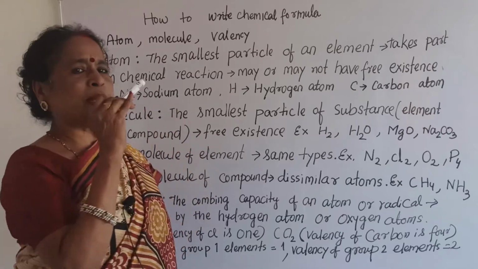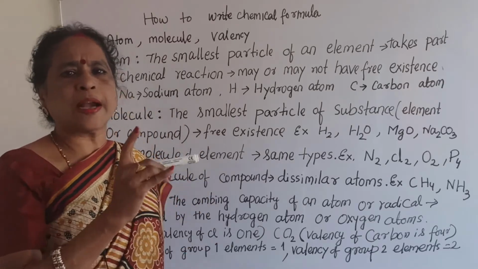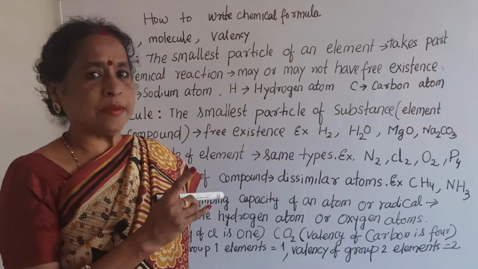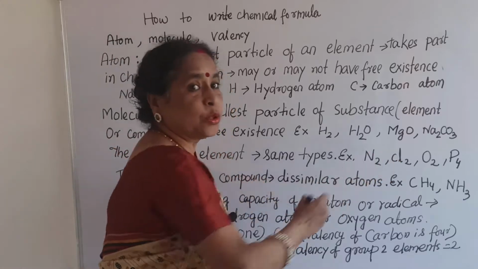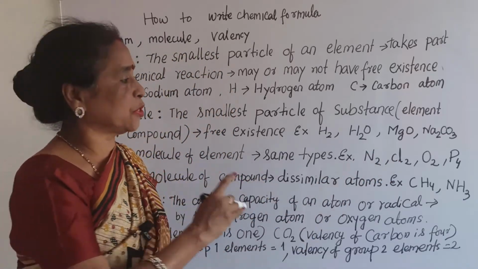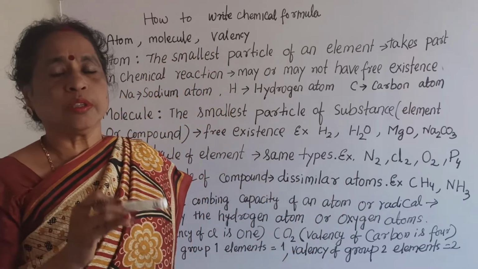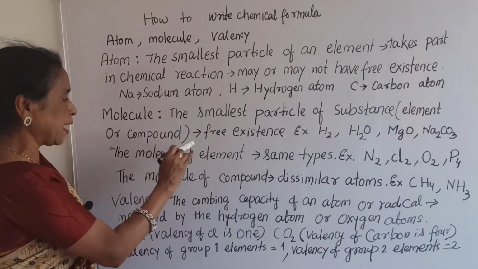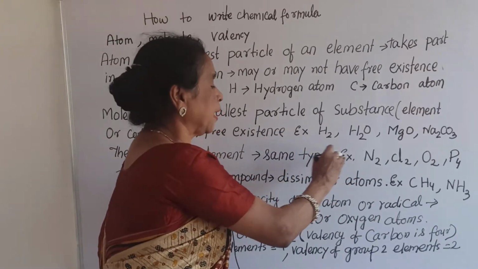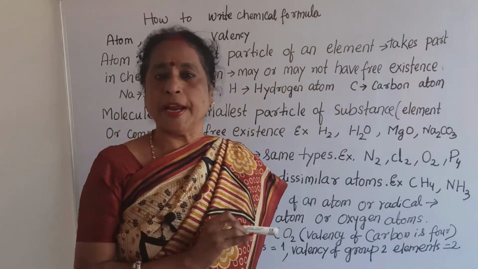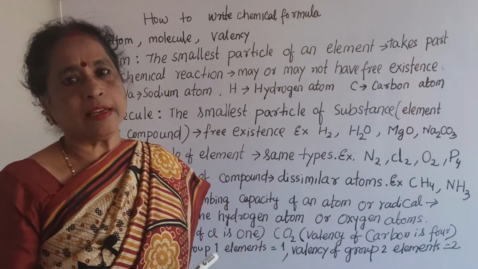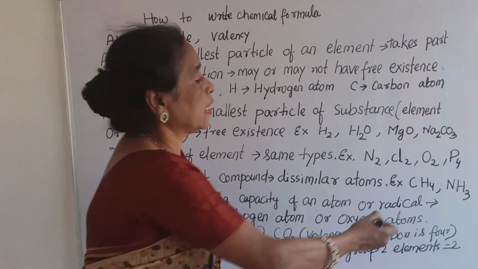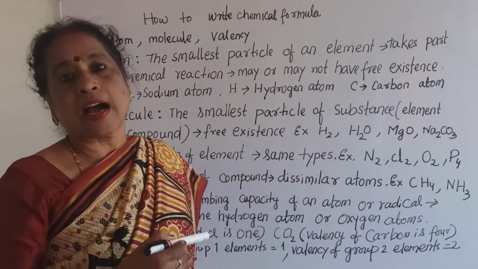The molecule of element means there are only same type of atoms, same type. That means in N2, same type means nitrogen 2 times. Cl2, that means here chlorine 2 times. Oxygen O2, that means 2 times. P4, that is 4 times. That means same type of element you can observe in the molecule of an element. That may be di, tri, like this. See here N2, Cl2, O2, they are diatomic, whereas P4, that is tetraatomic.